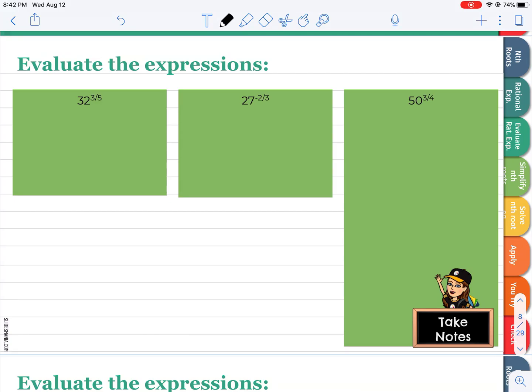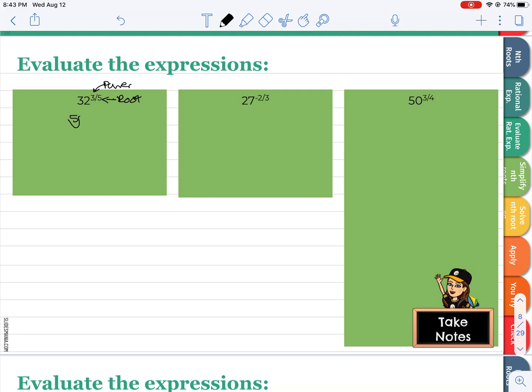Okay, so let's look at a couple of examples of applying our rational exponents to rewrite them as radicals and then evaluate them. So problems like these first two, we're going to try to do some mentally, and then we'll look at that last one down there. 32 to the 3/5. Keep in mind the bottom number is your root and the top number is your power.